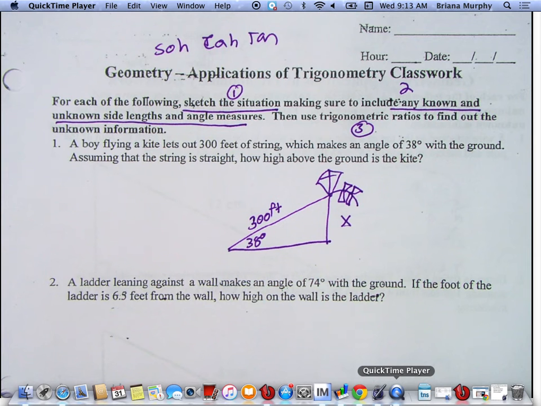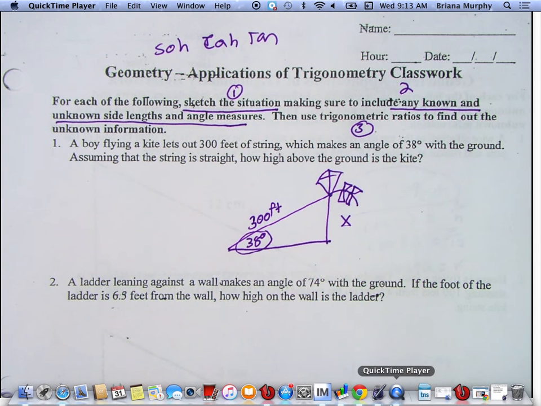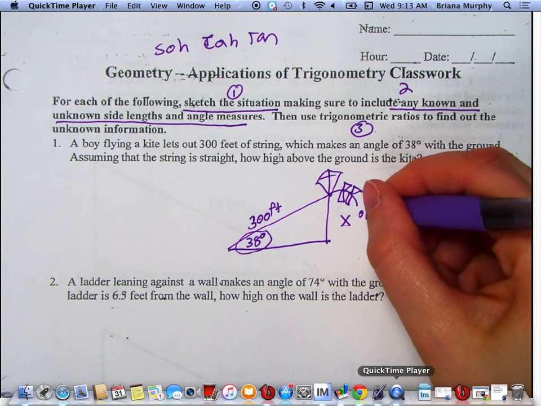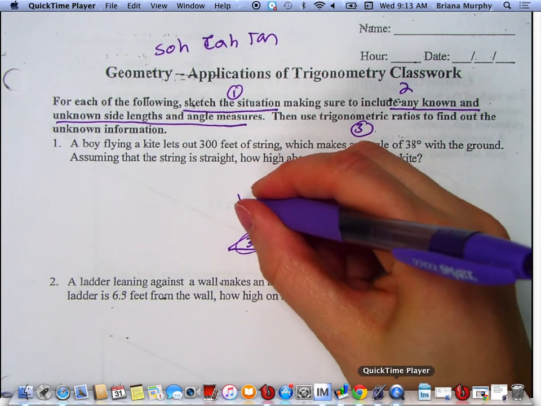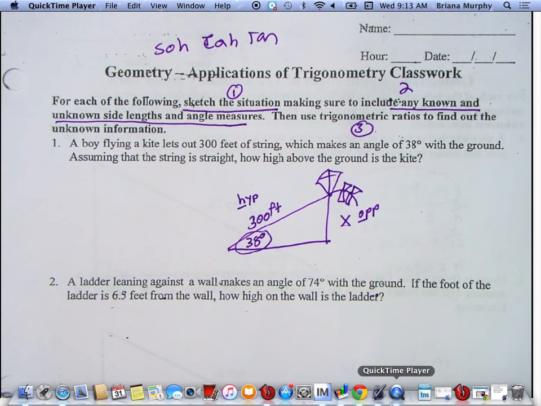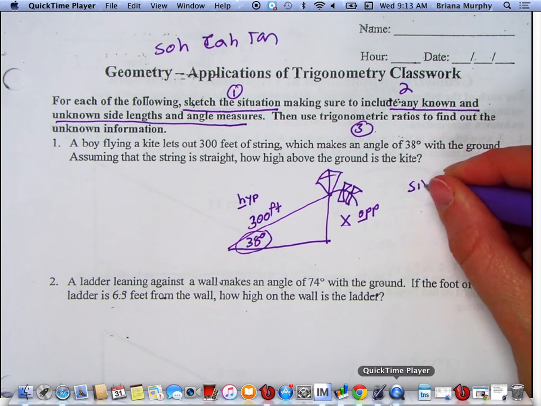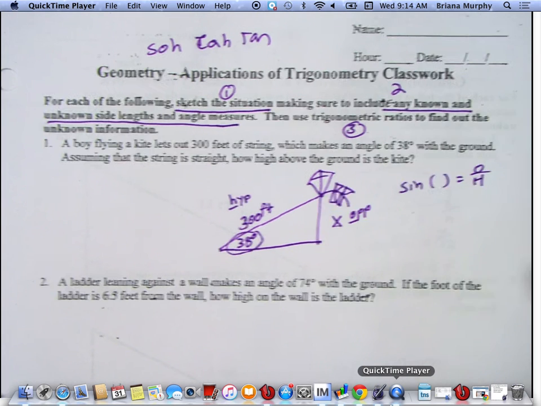Okay. So I drew my picture. Now, I want you guys to label it. Here's 38 degrees. Can somebody tell me what x is to 38? Opposite, adjacent, or hypotenuse? Opposite. Good. What is 300? Hypotenuse. Okay. I have O and H. So, good. I use sine. So I'm going to use sine of the angle equals the opposite over the hypotenuse. That's how I'm setting it up.